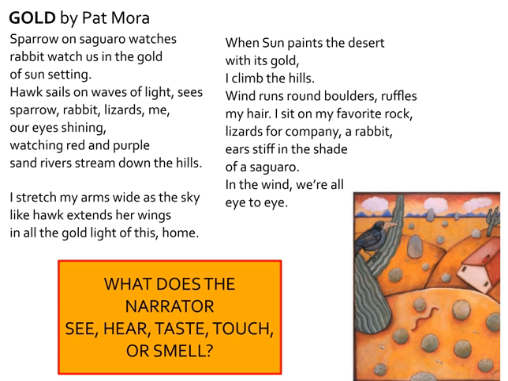Sparrow on Segura watches rabbit, watches us in the gold of the setting sun. Hawk sails on waves of light, sees sparrow, rabbit, lizards, me, our eyes shining, watching red and purple sand rivers stream down the hills. I stretch my arms wide as the sky, like hawk extends her wings, in all the gold light of this home. When sun paints the desert with its gold, I climb the hills. Wind runs round boulders, ruffles my hair. I sit on my favorite rock. Lizards for company, a rabbit, ears stiff in the shade of a Segura. In the wind, we're all eye to eye.